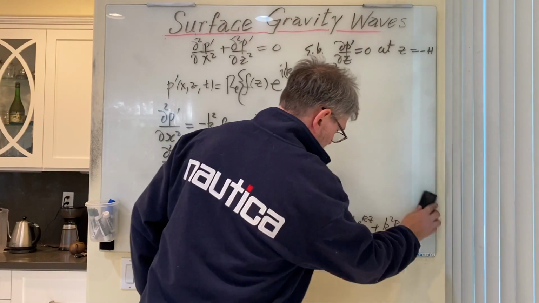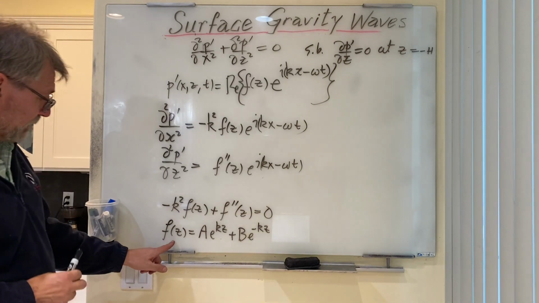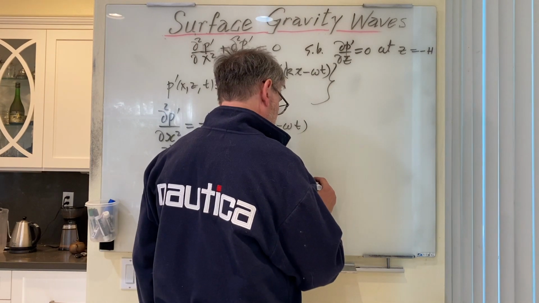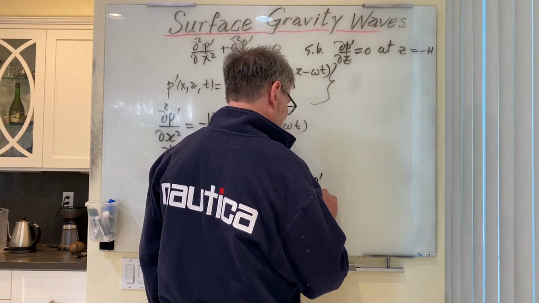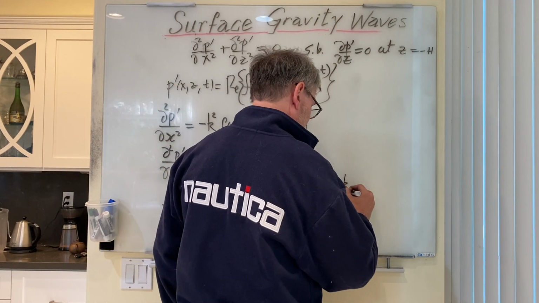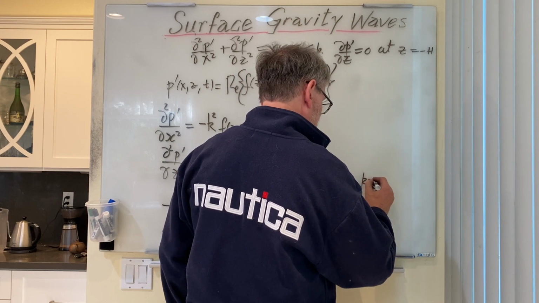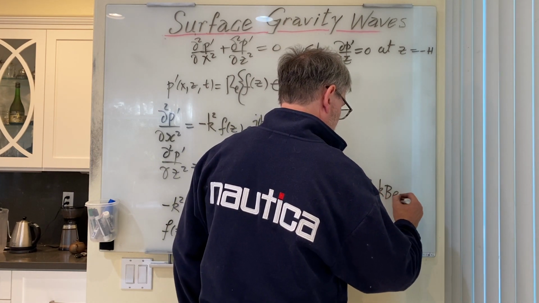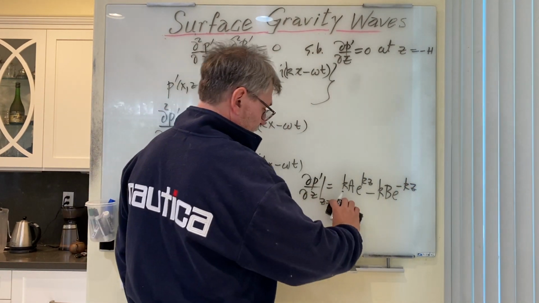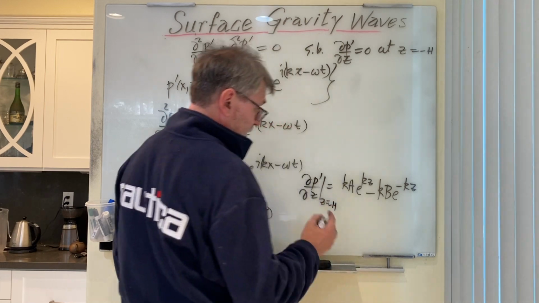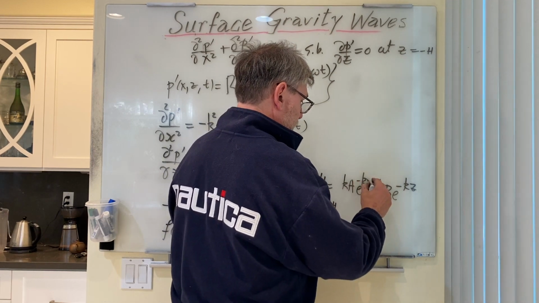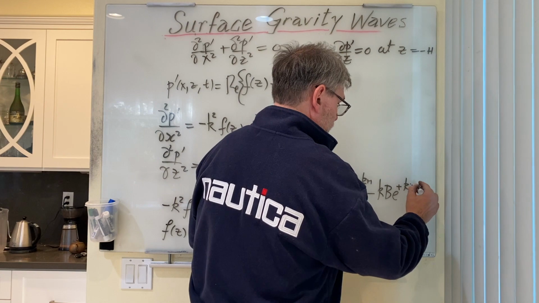Okay, now I can apply the boundary condition to this. So I know that at the bottom, dp prime/dz is 0. I already had f prime and I just deleted it. So dp prime/dz at z equals 0, that's equal to k a e to the kz minus k b e to the minus kz. No, not at z equals 0, at z equals minus h. It has to be 0. So now if I replace z by minus h, that is equal to 0.